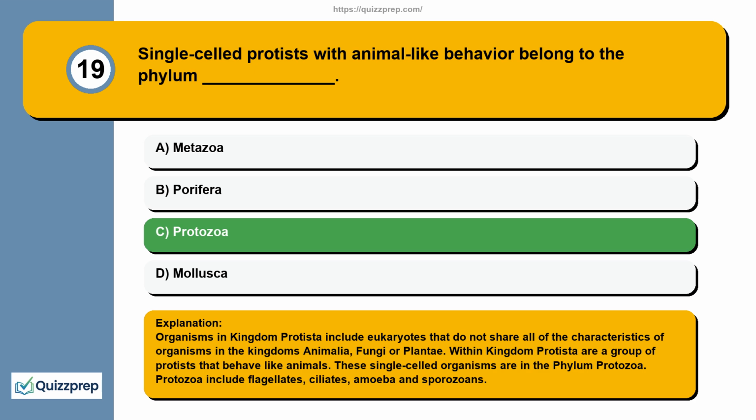Organisms in kingdom Protista include eukaryotes that do not share all of the characteristics of organisms in the kingdoms Animalia, Fungi, or Plantae. Within kingdom Protista are a group of protists that behave like animals. These single-celled organisms are in the phylum Protozoa. Protozoa include flagellates, ciliates, amoeba, and sporozoans.